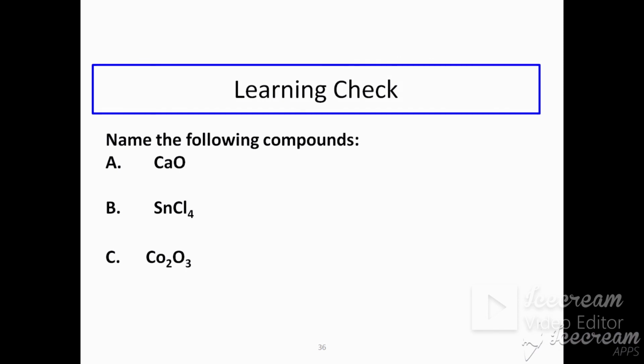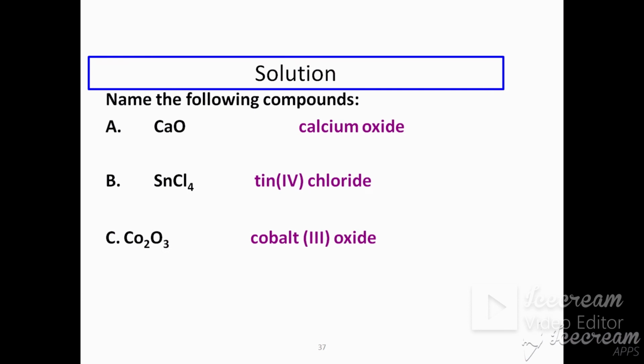Learning check: name the following compounds: CaO, SnCl4, and Co2O3. Solution: CaO calcium oxide, SnCl4 tin(IV) chloride, Co2O3 cobalt(III) oxide.